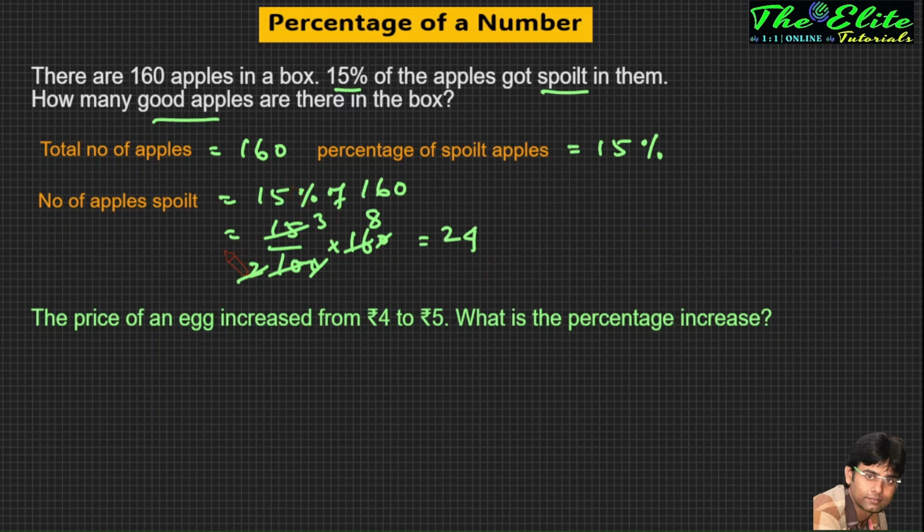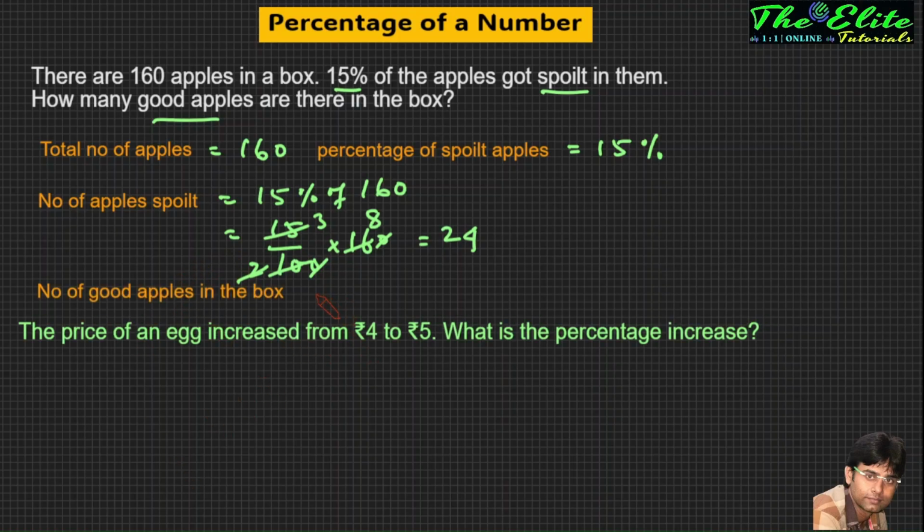So what will be the number of good apples? You can think. So the number of good apples in the box will be equal to 160 minus 24, and the number will be how much? Tell me. Yes, 4 minus 6 is... 10. Now here it is 5 minus 2 is 3, and now 136. That is your answer, isn't it?